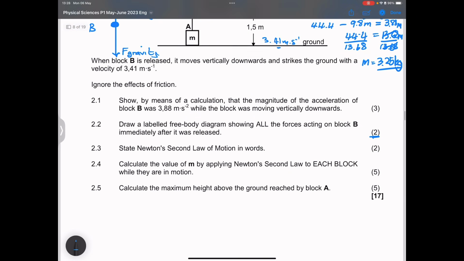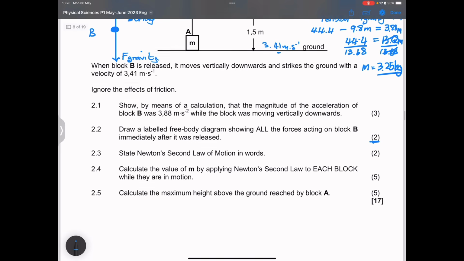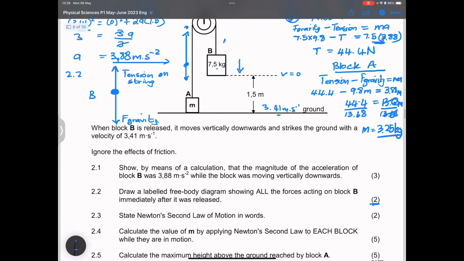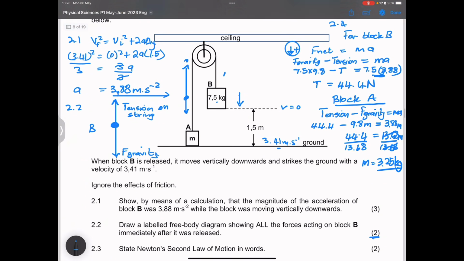I am trying by all means to answer this question on here so that it's easy for us to follow. So finally they say to us, calculate the maximum height above the ground reached by block A. Now I know if you look at this question, it looks somewhat ridiculous, because you'd say, well, if this guy goes 1.5 meters down, block A should go 1.5 meters up. And in that case, why would we want to bother? Why would it be 5 marks?